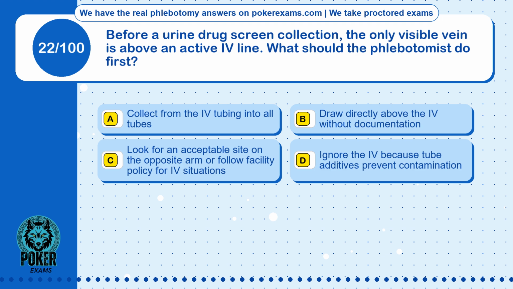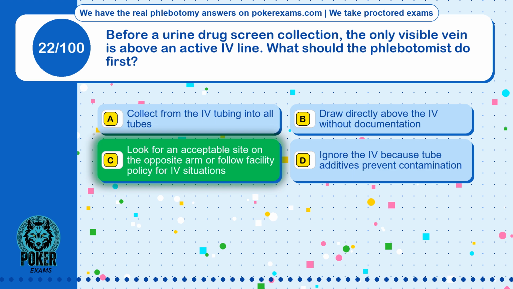Question 22. Before a urine drug screen collection, the only visible vein is above an active IV line. What should the phlebotomist do first? Option A. Collect from the IV tubing into all tubes. Option B. Draw directly above the IV without documentation. Option C. Look for an acceptable site on the opposite arm or follow facility policy for IV situations. Option D. Ignore the IV because tube additives prevent contamination.